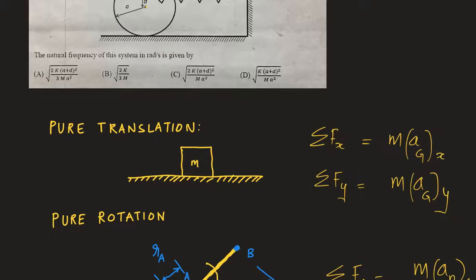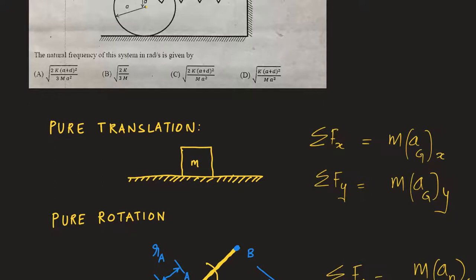There are a few important things that you need to remember about pure translation. The first thing is that every point on the rigid body will have the same velocity. That is related to the kinematics. Now, if you want to write your equations of motion, considering the effect of external forces that is acting on the system, then you need Newton's second law.